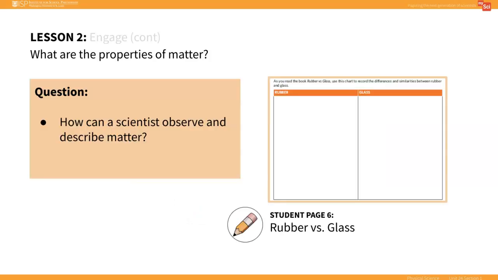Bring the class whole group and ask them, how can scientists observe and describe matter? Take this time to remind students that observations include anything that can be noticed about something using the 5 senses.